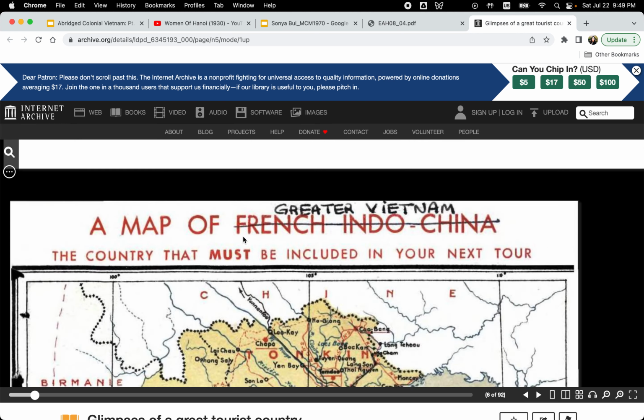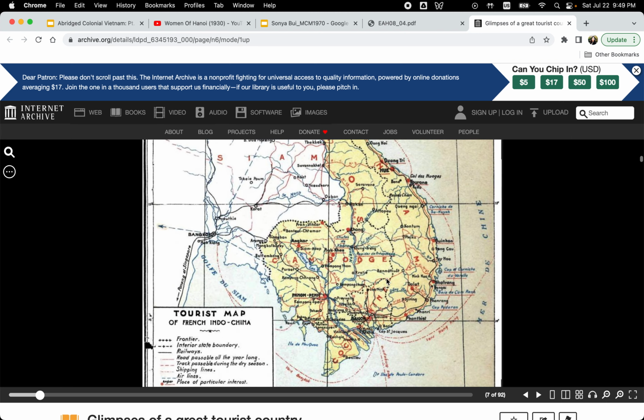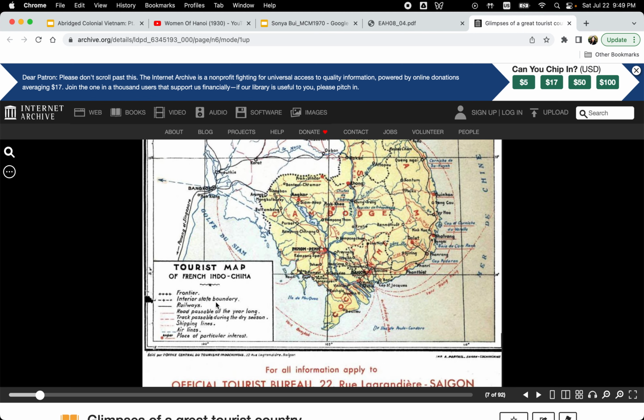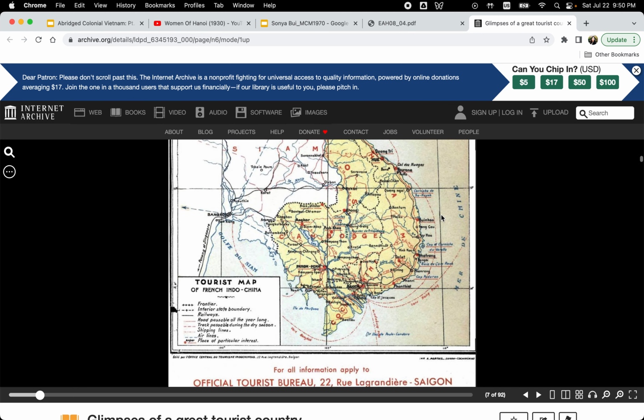In this source, it says a map of French Indochina, the country that must be included in your next tour. The interesting thing is that in this digitized edition, someone had crossed it out and written Greater Vietnam. I'm not really sure about the provenance of this, but here it's a tourist map, right? As you analyze what a tourist map is, the focus, what is in the key here, is frontiers, state boundaries, railways, passable roads, shipping lines, airlines, and places of, quote unquote, particular interest, such as Angkor, for example, or highlighted here, Dalat, areas that, if you think about today, are still very popular tourist destinations.